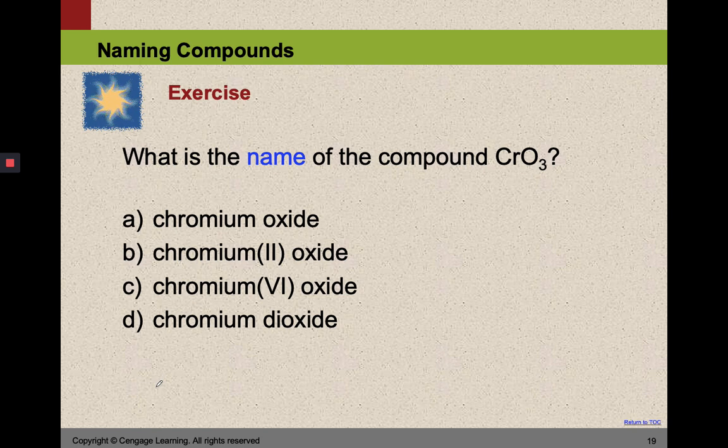Okay, so another exercise. What is the name of the compound CrO3? Pause the video and think about it. First, you may think that the 3 here comes from Cr, from the chromium, so Cr3+. And then you are saying that oxygen will have a -1 charge, right? So this isn't the case.